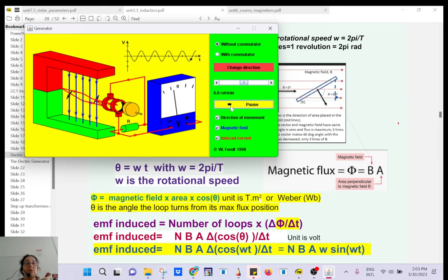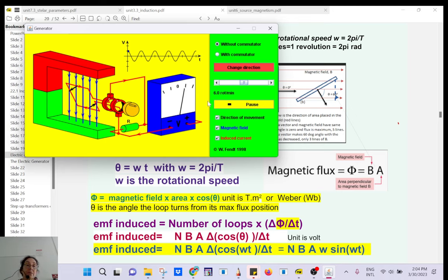And then as it goes here, you have a maximum field. But what matters is the change. When you have a maximum value for the magnetic field, it almost does not change, so the voltage induced will be equal to zero. Then when you get to zero magnetic field and a little bit past, you have a lot of change. That's when you're going to have a maximum voltage induced.